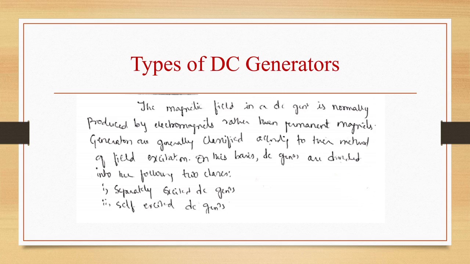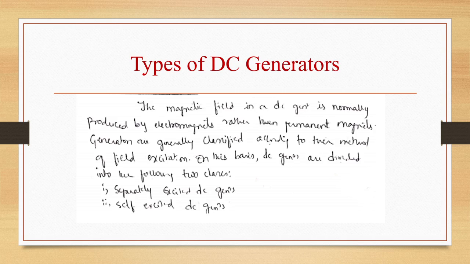Because generators are of very large size, we are not using permanent magnets in those generators. We are going for electromagnets. Generators are generally classified according to the method of field excitation, that is how their field is excited, whether it is separately excited or self-excited. Based on this, generators are classified as separately excited DC generators and self-excited DC generators. This can be taken as types of excitation or types of DC generators.